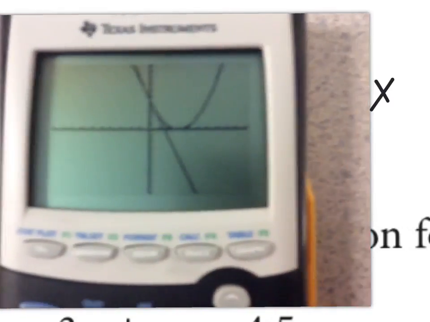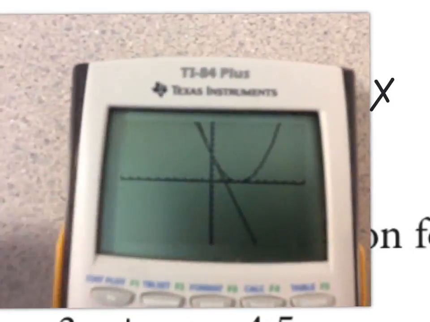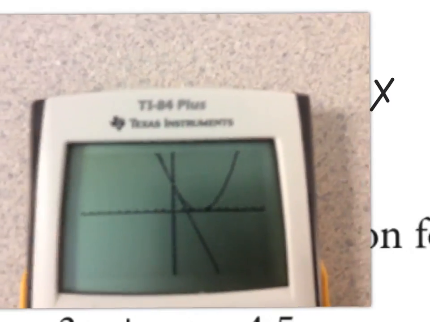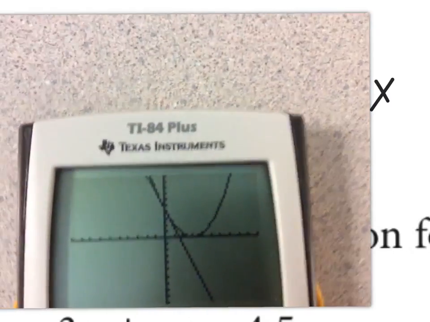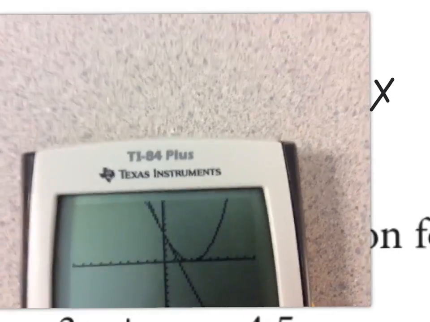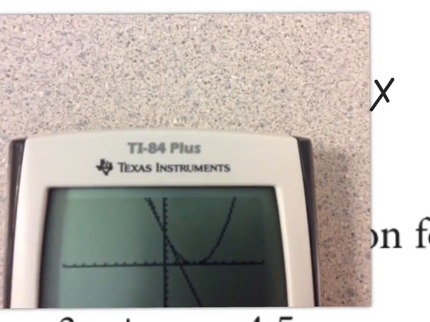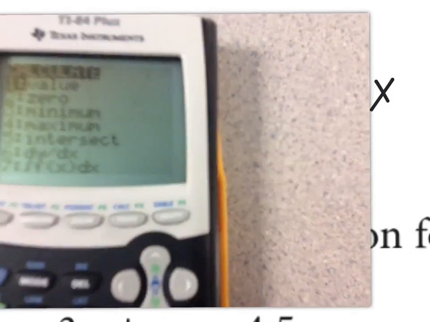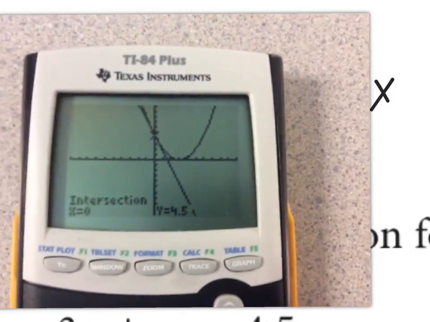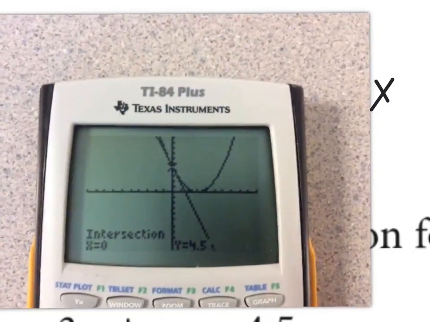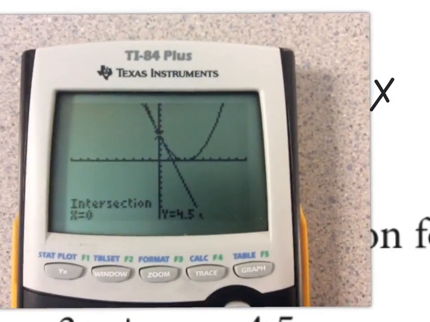So looking at these two graphs, how many solutions do you think it has? One. It looks like this line just comes up and touches the graph. What did we call that earlier? Tangent. So it looks like this line is just tangent to the graph. So we are only going to find one solution. So second trace 5, enter, enter, enter, and it tells me that my intersection, my solution, is the ordered pair 0 and 4.5.